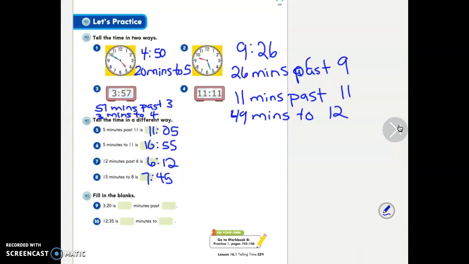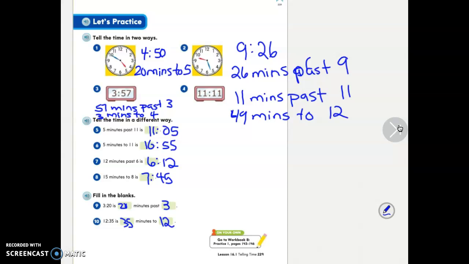And then filling in the blanks for number 9, 3:20 is how many minutes past what? So it is 20 minutes past 3. And 12:35 is how many minutes to the number? 12:35 is 35 minutes to 12.